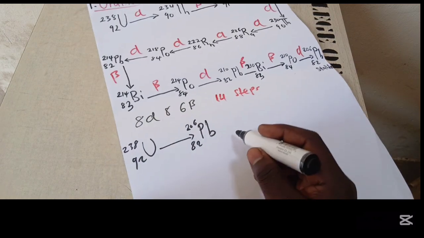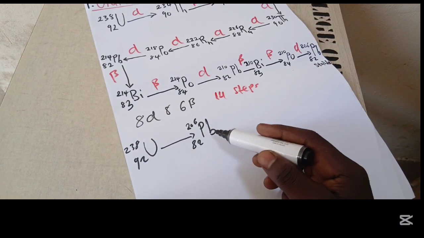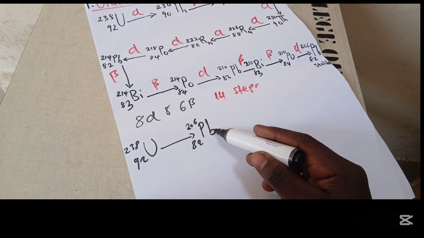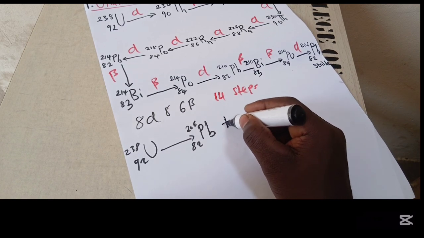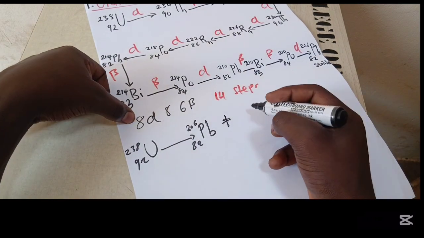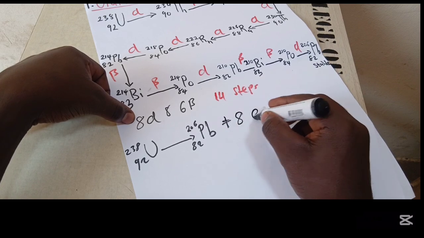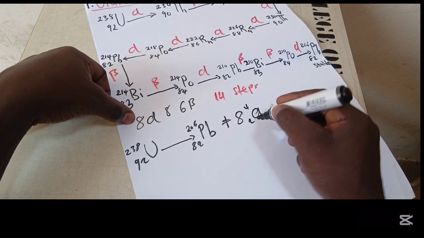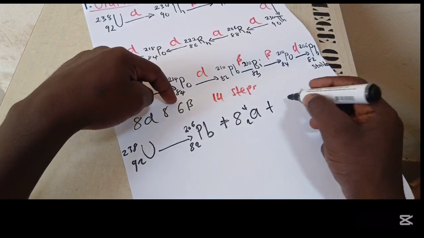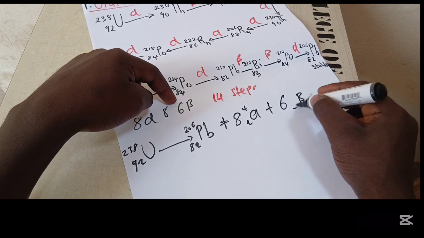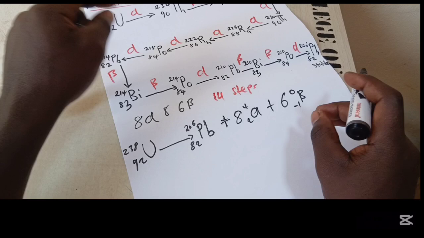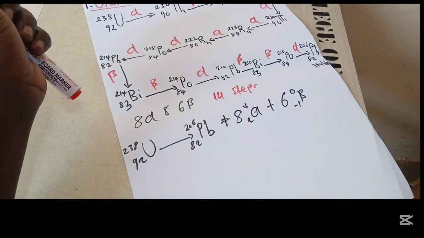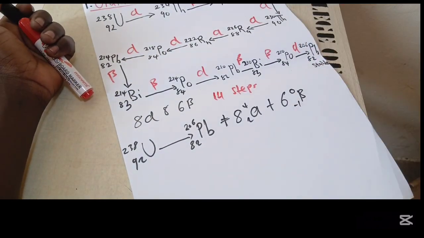So now that we know that this is uranium 238 decaying to give us a final product of lead, how many alphas were involved and how many betas were involved? So we got 8 alpha particles, right? So 8 alpha particles involved, plus 6 beta particles. So that's it. This is the overall reaction for the uranium decay series from uranium 238.